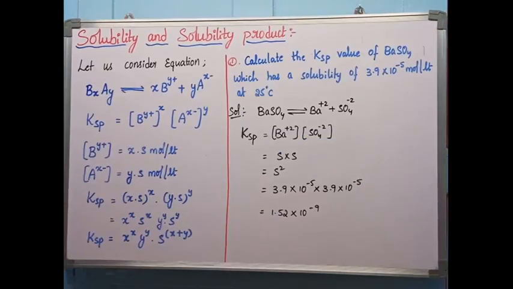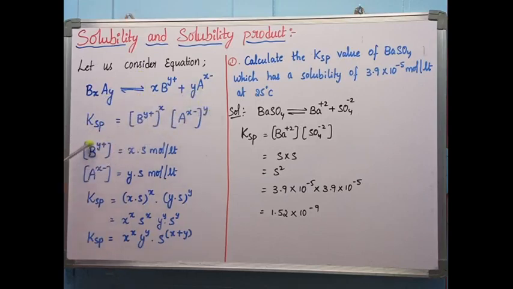Let us see the relation between solubility and solubility product. In order to understand that, let us consider one equation. A salt BxAy dissociates into xBy+ plus yAx-. So for this, how will we write the solubility product? Ksp is equal to the product of the ion concentrations in the saturated solution: [By+] to the power x and [Ax-] to the power y.